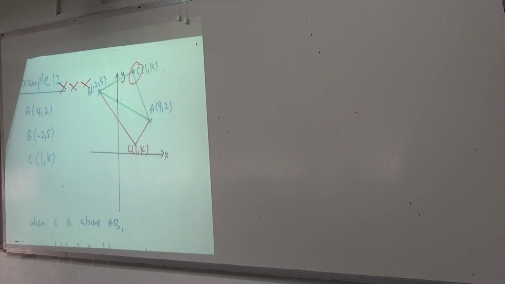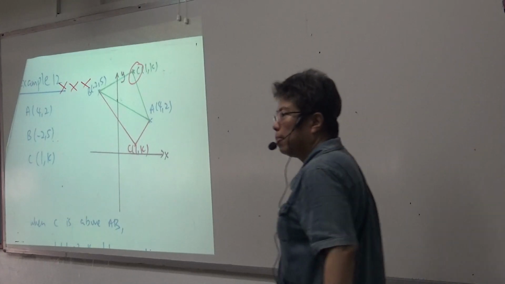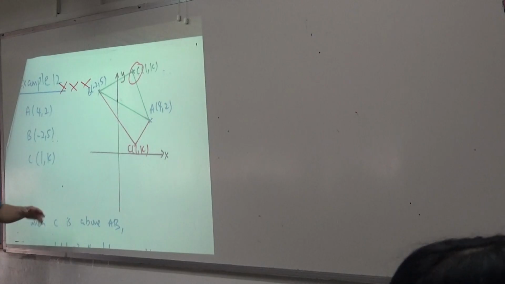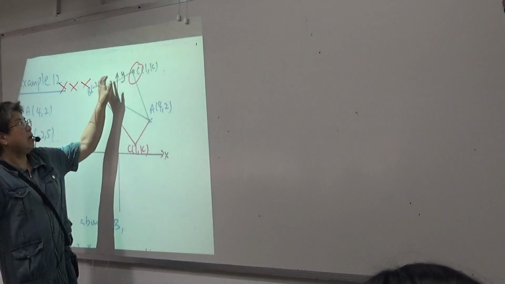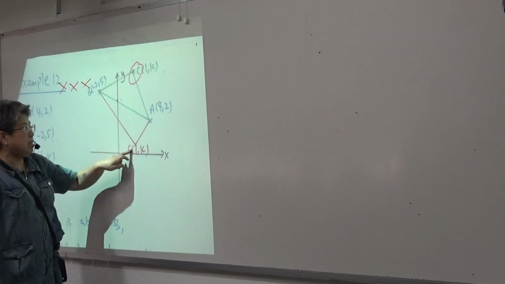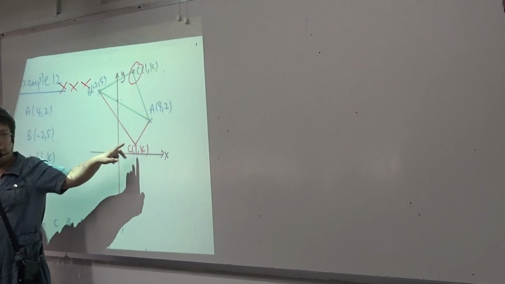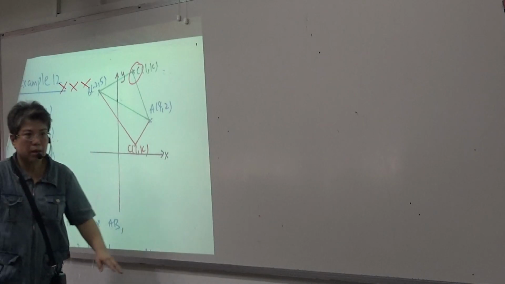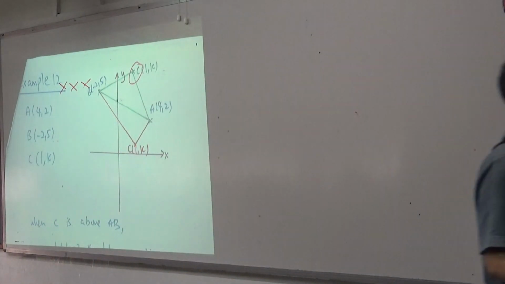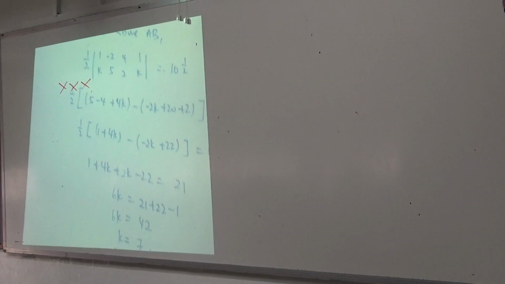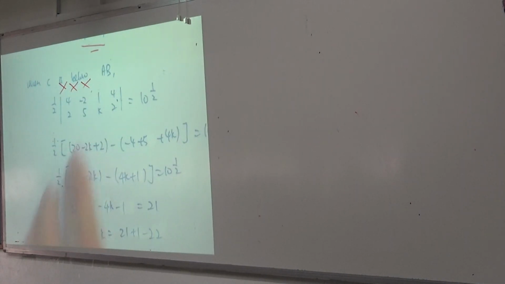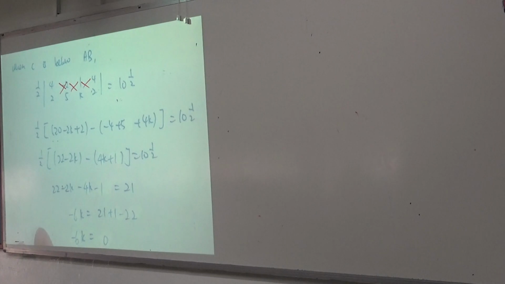The second case is when C is what? Below AB, right? Correct. I have a triangle ABC. ABC can be like that. ABC can also be like that, right? Now when it's below here, I must also go anticlockwise. Okay? So, case 2. I go this way, the other direction. But I still go anti-clockwise.